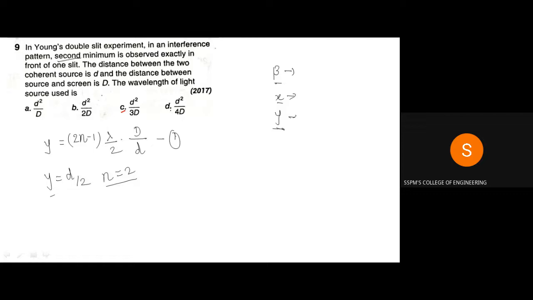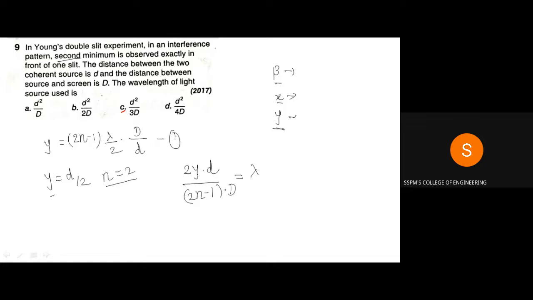So what is the wavelength of light used? Just substitute in the formula. Just rearrange these terms. So it will be 2y small d upon 2n minus 1 into capital D equals to lambda. Check, 2y into d upon 2n minus 1 into capital D equals to lambda, and that lambda we have to find here.